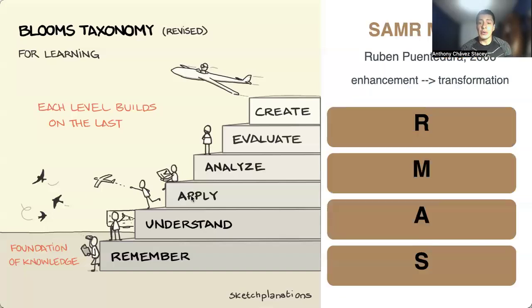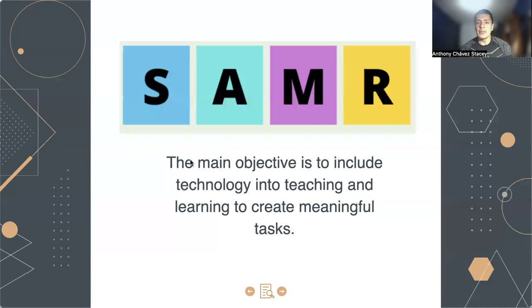Considering these, I would love to talk about the next model and later on how I will apply this into my lesson plan. This is the SAMR model by Rubén Puentedura, which was released in 2006, Enhancement and Transformation. So this SAMR model is a proposal that will help us to understand much better these following concepts. Its main objective is to include technology into teaching and learning to create meaningful tasks.